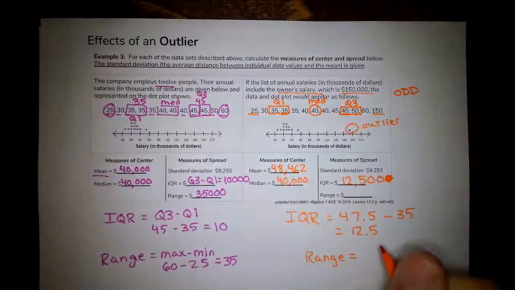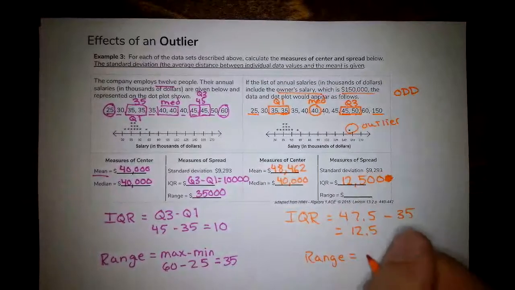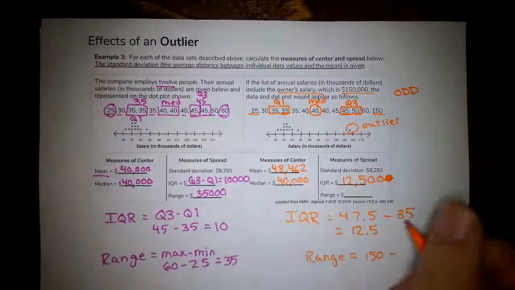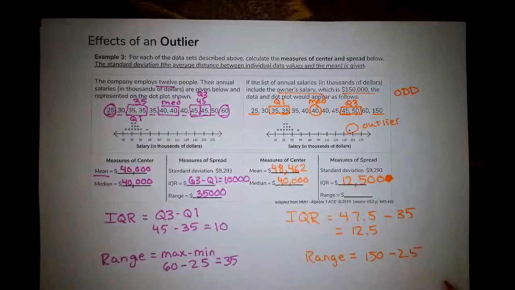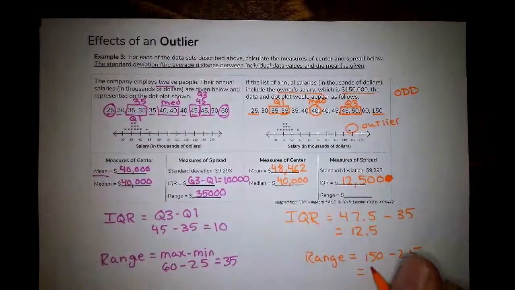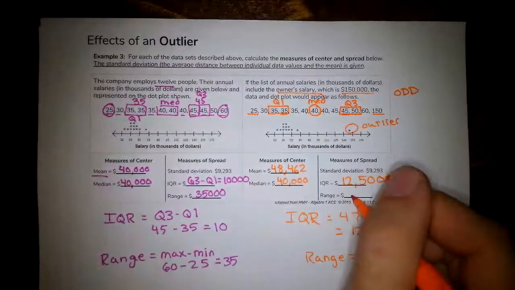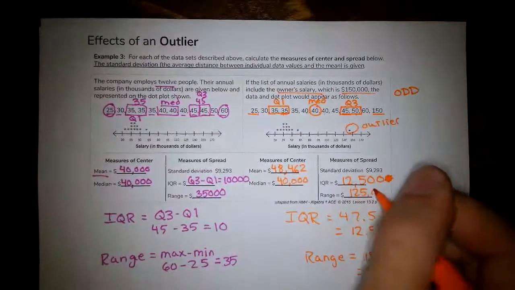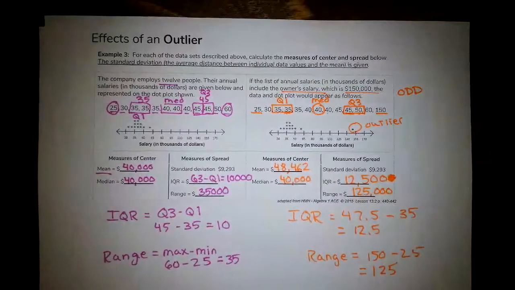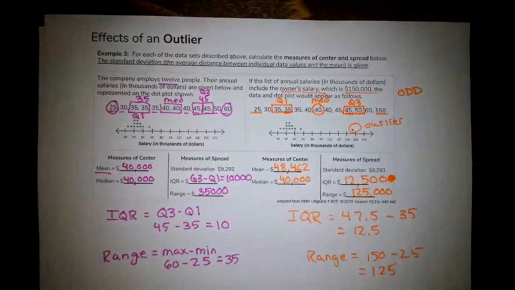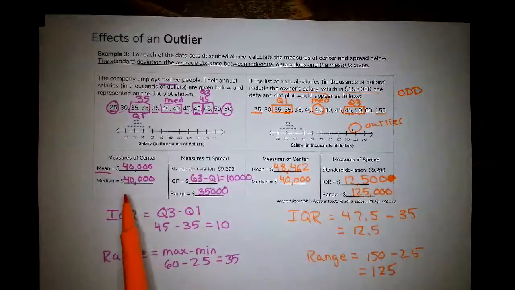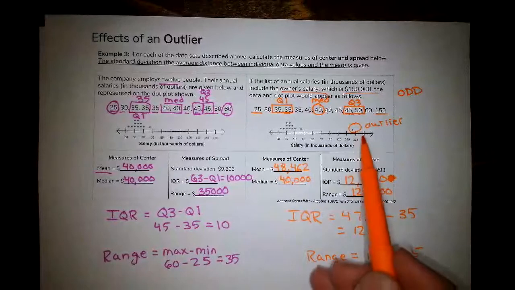Now the range is going to be pretty easy. It's just a subtraction problem. We have 150 and we have 25. That gives us 125, which is 125,000.